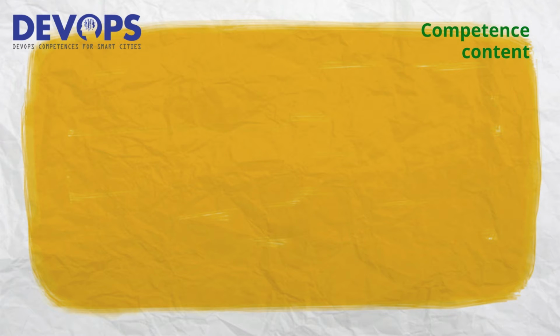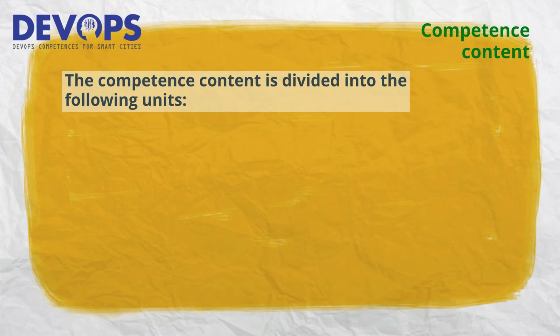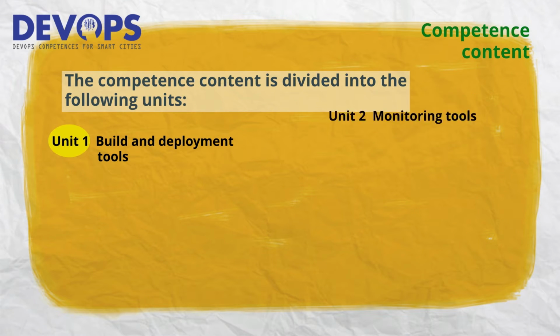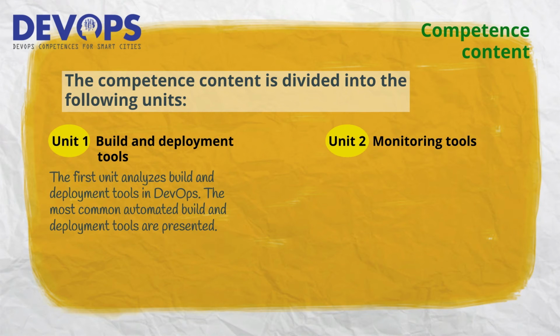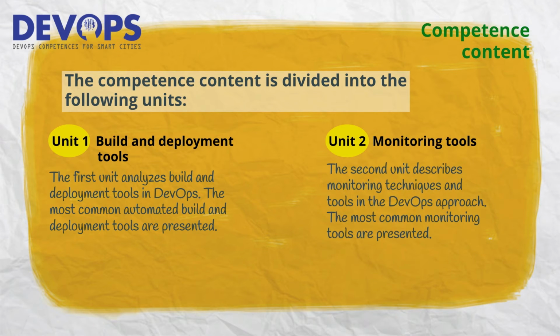Competence content. The competence content is divided into the following units. Build and deployment tools. Monitoring tools. The first unit analyzes build and deployment tools in DevOps. The most common automated build and deployment tools are presented. The second unit describes monitoring techniques and tools in the DevOps approach. The most common monitoring tools are presented.